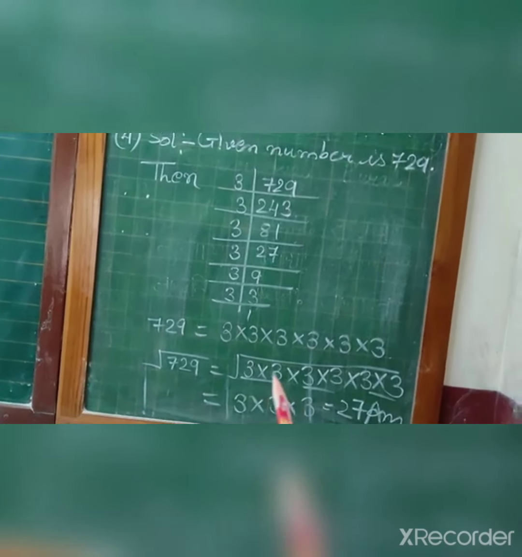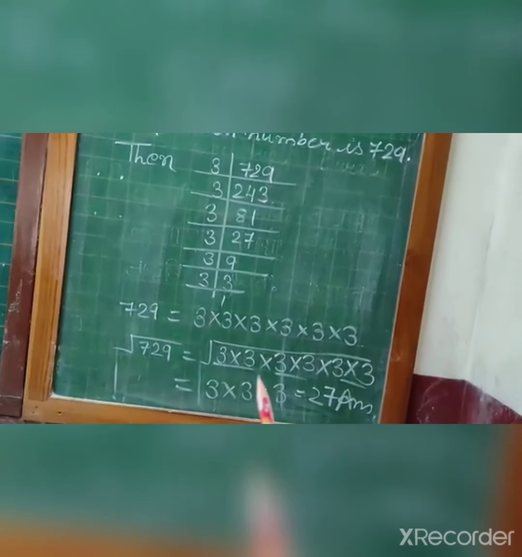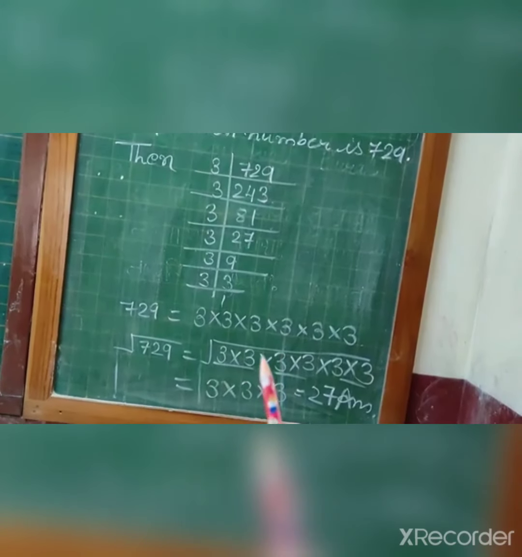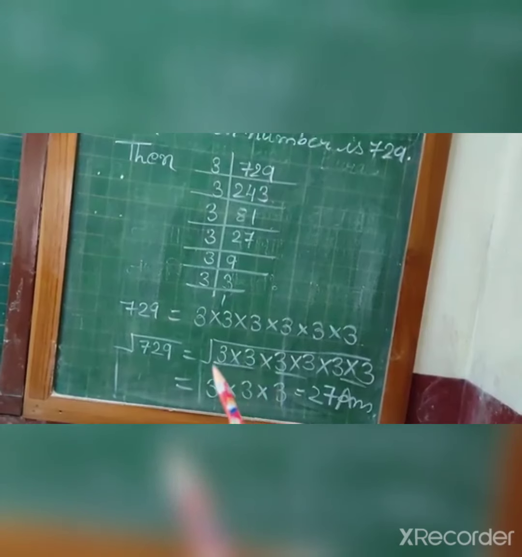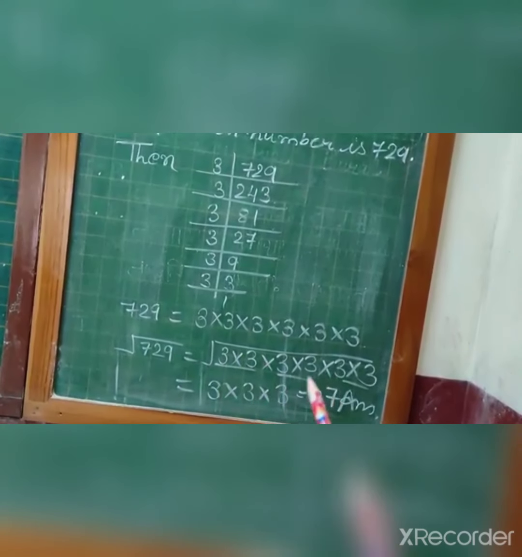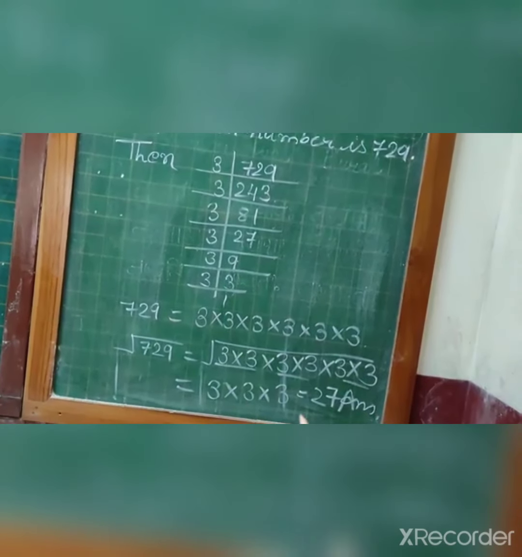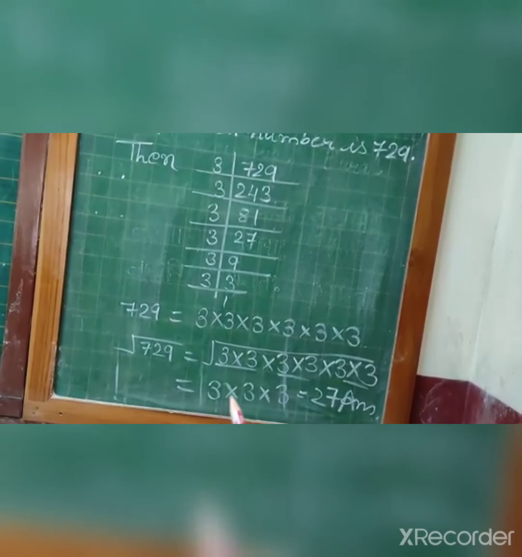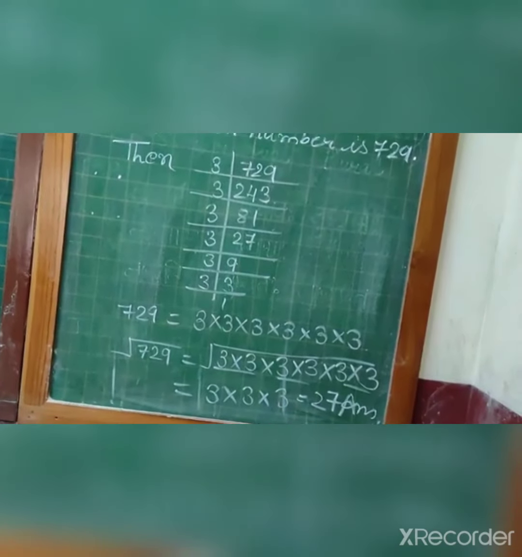From the square root, whatever number is written 2 times, we take out from this sign 1 time. So pair of 3, again second pair of 3, again third pair of 3. So the answer is 3 3s are 9, 3 9s are 27. Okay.